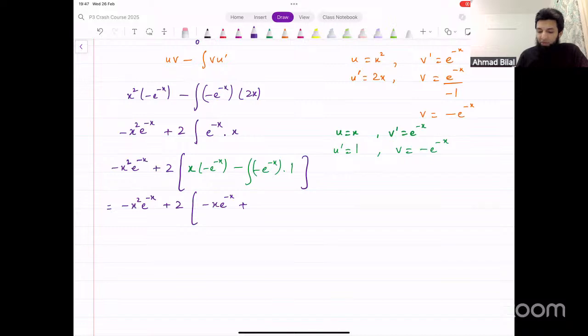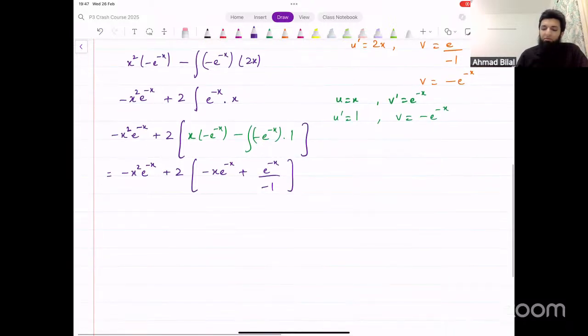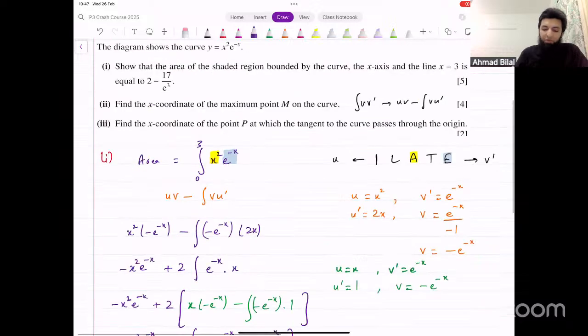Inside the integral, what are we left with? E power minus x. What's the integration of e power minus x? E power minus x divided by minus 1. Or we could just change the sign to a negative as well once we figured that out. I'll just leave it like this so you know what we are doing. Okay, integration is done. Now we have to input the limits from 0 to 3.